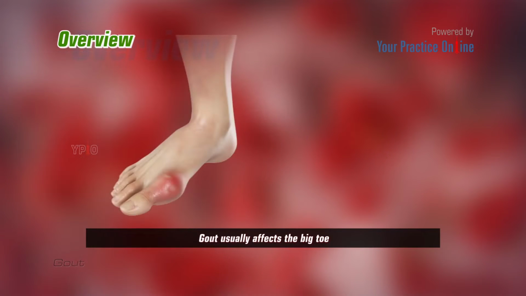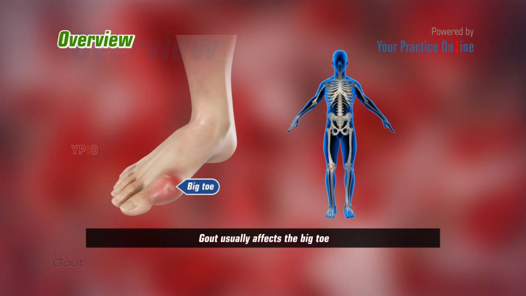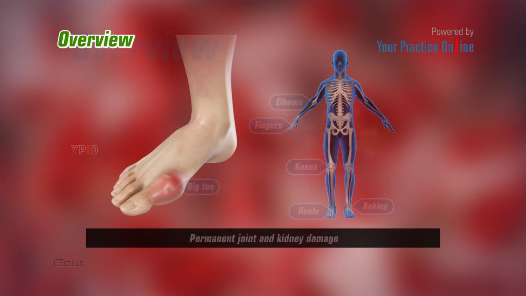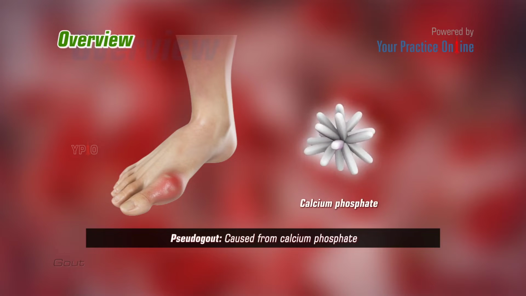Gout usually affects the big toe and can later attack ankles, heels, knees, wrists, fingers, and elbows. If untreated, gout can result in permanent joint and kidney damage. Pseudogout is a condition having similar symptoms but is different from gout because it is caused from calcium phosphate rather than uric acid.